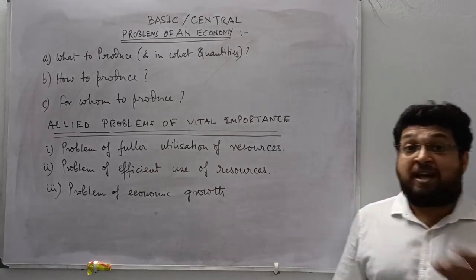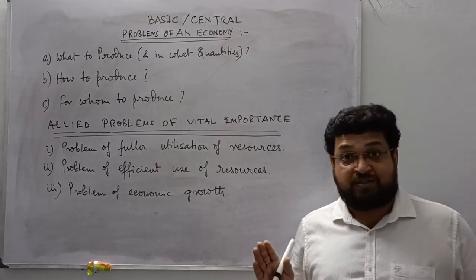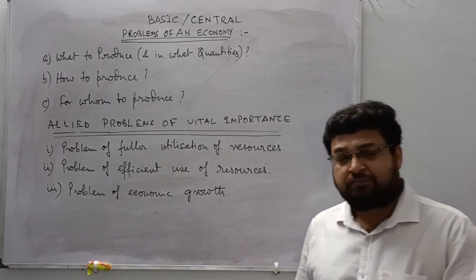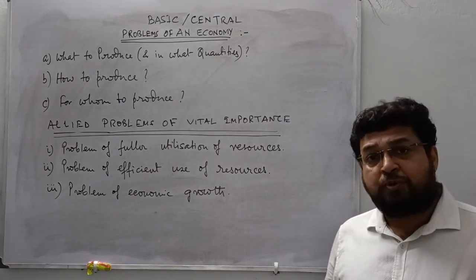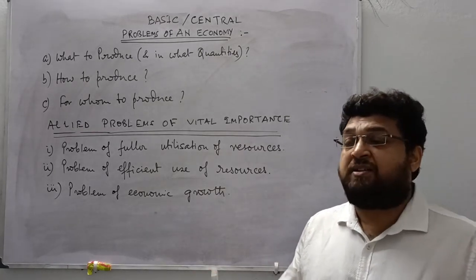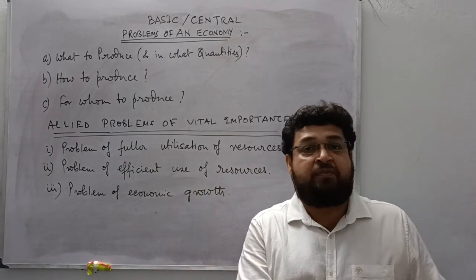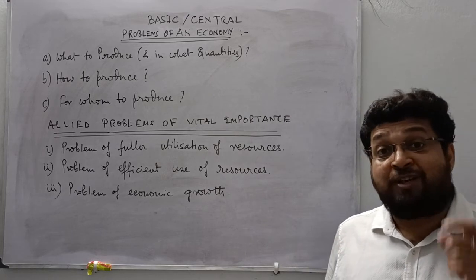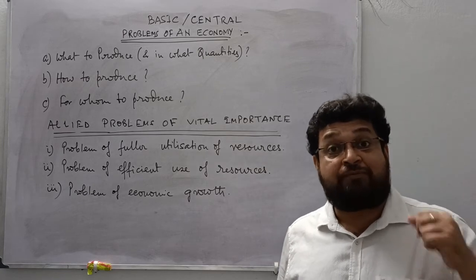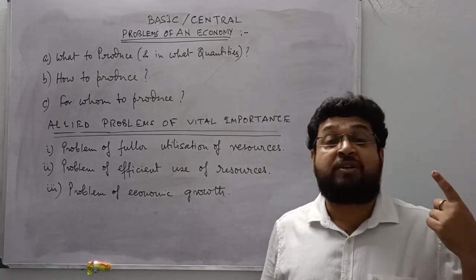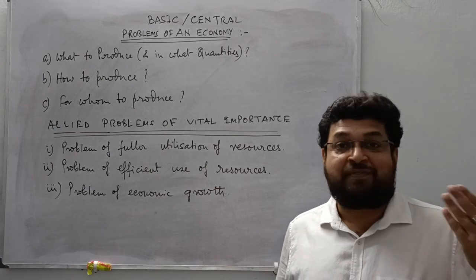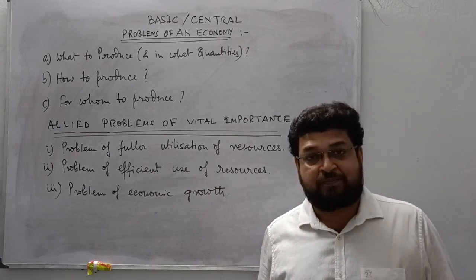Now, some allied problems are there which are of vital importance, which are quite significant. Once what to produce is decided, in what quantity is decided, how to produce, the technology, whether labor intensive or capital intensive, is chosen, and distribution is decided, in production of those goods, resources are utilized. Now resources should be fully utilized. That means there should be no resources left over, unutilized, unemployed. The question of full employment comes into the context.